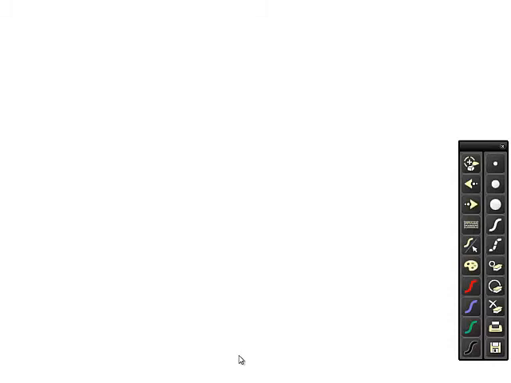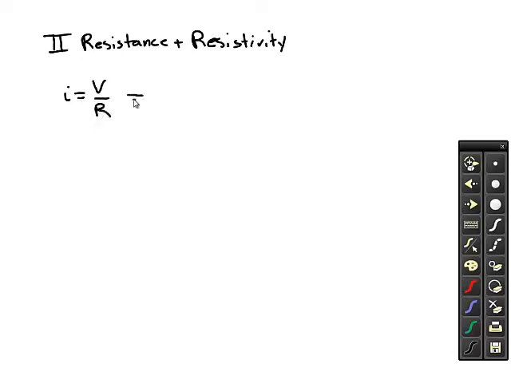Okay, our topic for yesterday was resistance and resistivity. So as a quick review, remember, Ohm's law says I equals V over R. So we define resistance as V over I. In other words, it's the voltage required to cause 1 amp of current to go through the item, the piece of metal or resistor or whatever it is.